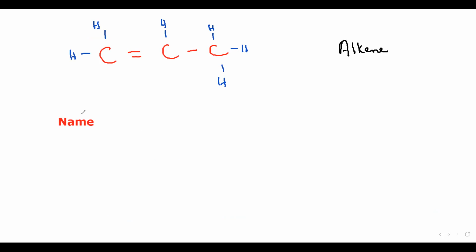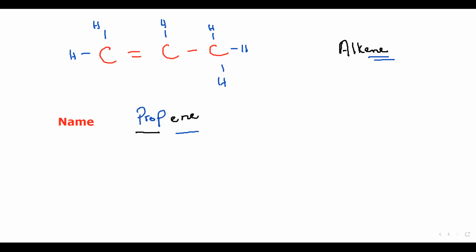So we should write its name as prop. And because it is an alkene, the name should end at ene. So it will become prop because of the 3 carbon and ene because of double bond. So propene.